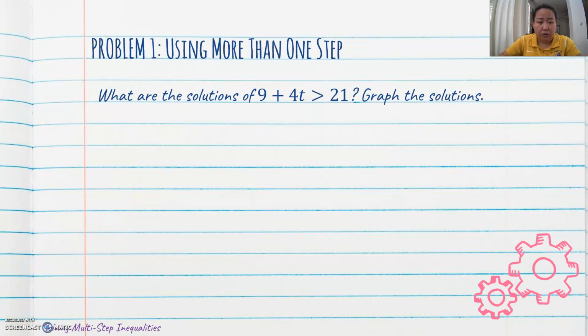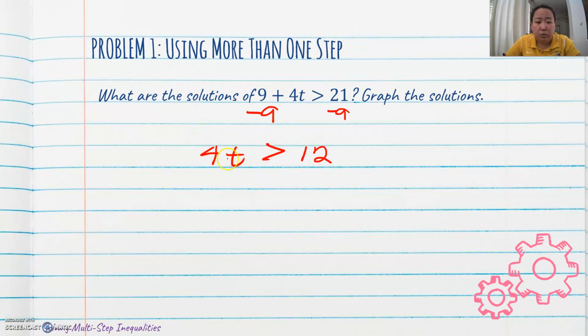So the first thing that we can do here will be to subtract 9 on both sides, since t is immediately attached to 4 by multiplication. So anything addition and subtraction needs to go away first. So 9 minus 9, this will be minus 9 also over here. And so on the left side of our inequality, we have a 4t. We still have our greater than. 21 minus 9 is now going to be 12.